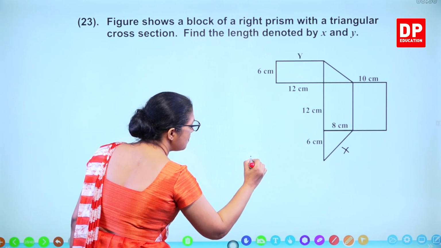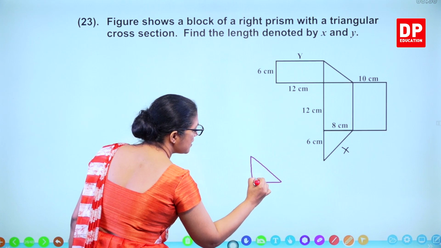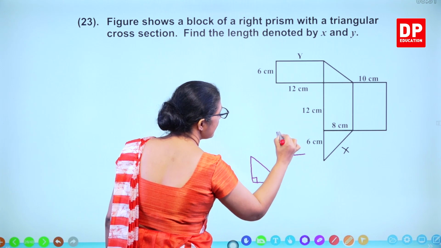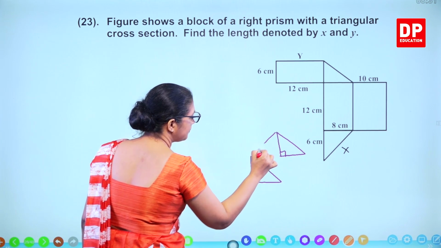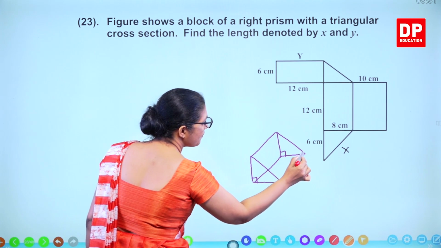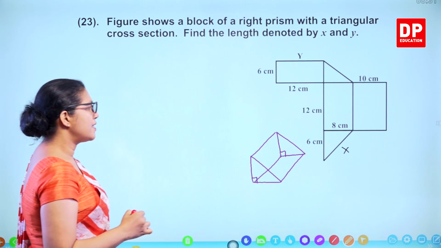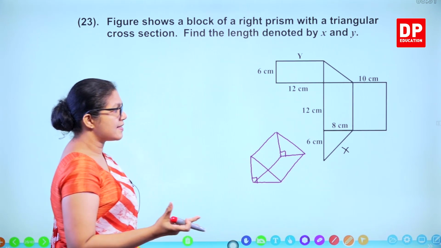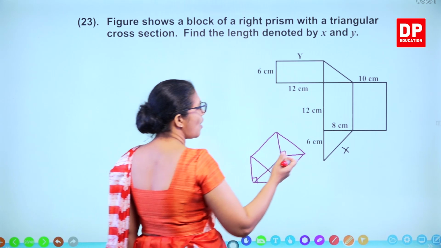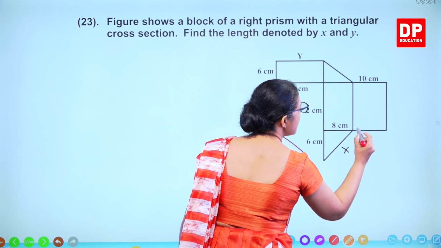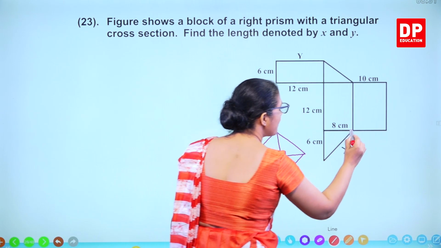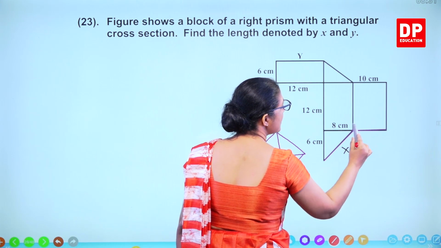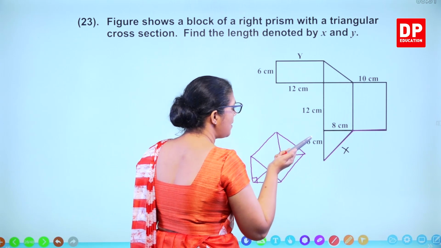What's a prism? The cross section is a right angle triangle. So you draw two right angle triangles like this and then connect. This is the prism you are getting. Two triangles and three rectangles. Now when you fold it, this length should be the same as this length. Otherwise you can't make the prism.